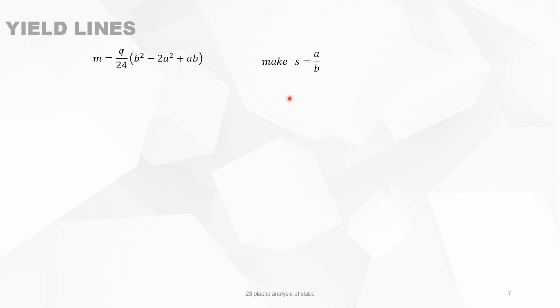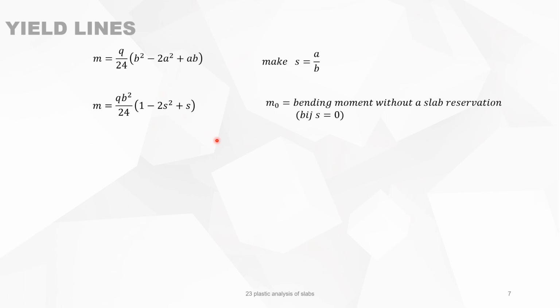We create a parameter S, which is A over B, which gives you the relative scale of the opening in your slab. You substitute it in this equation, and then you've got this one. And now we will compare what will happen to the situation when there is no reservation in the slab.